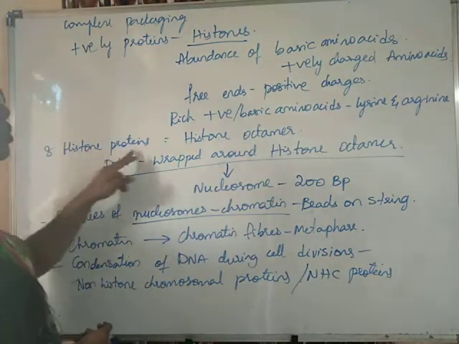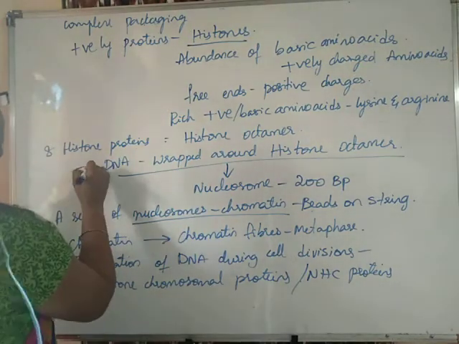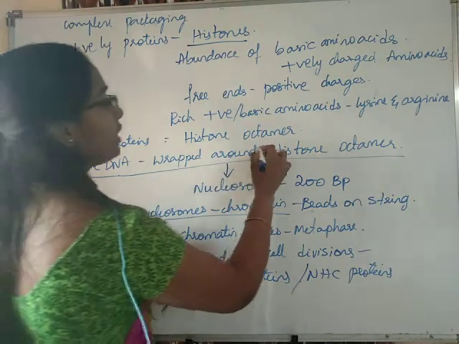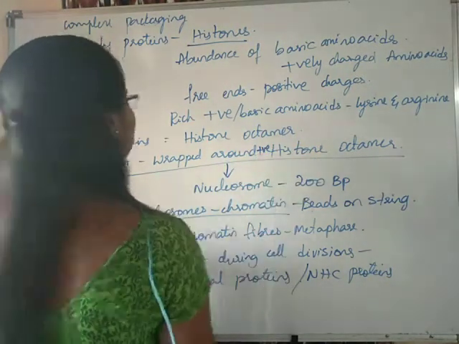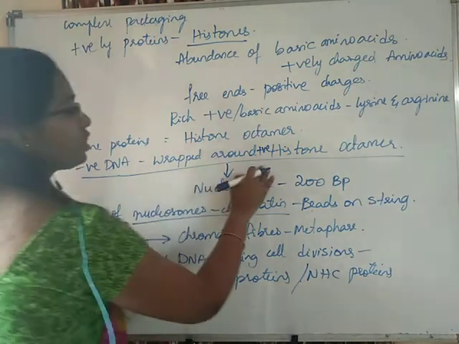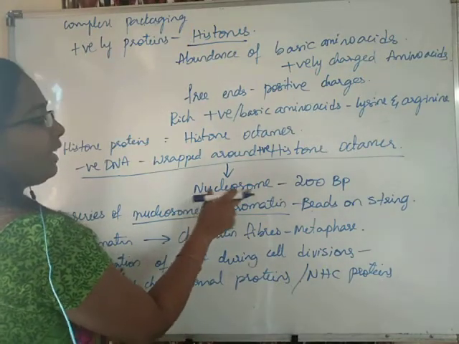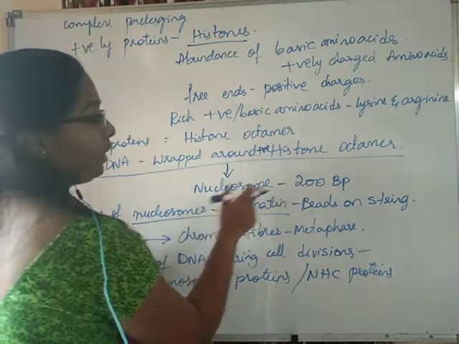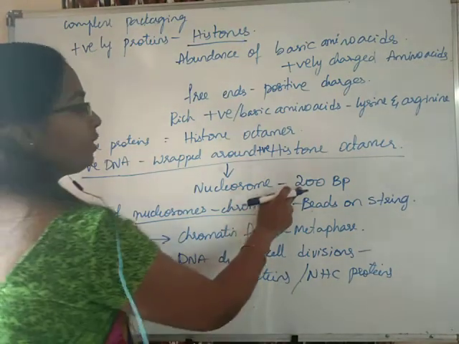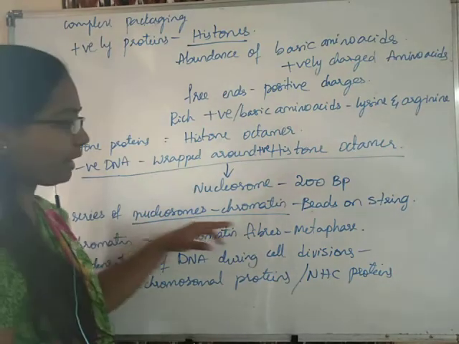Now, these eight histone proteins together form a histone octamer. The negatively charged DNA molecule will be wrapped around the positively charged histone octamer to form a nucleosome. Each nucleosome consists of nearly 200 base pairs. A series of nucleosomes forms chromatin.